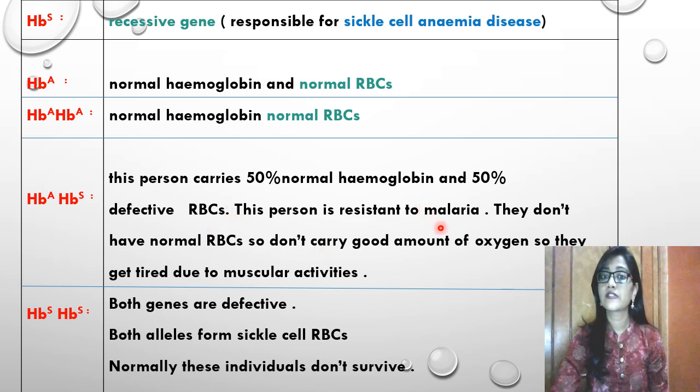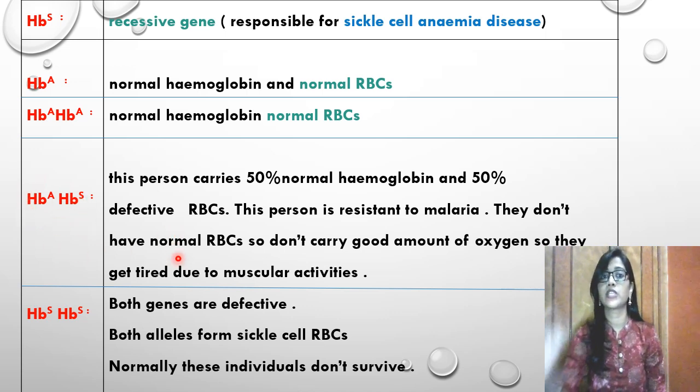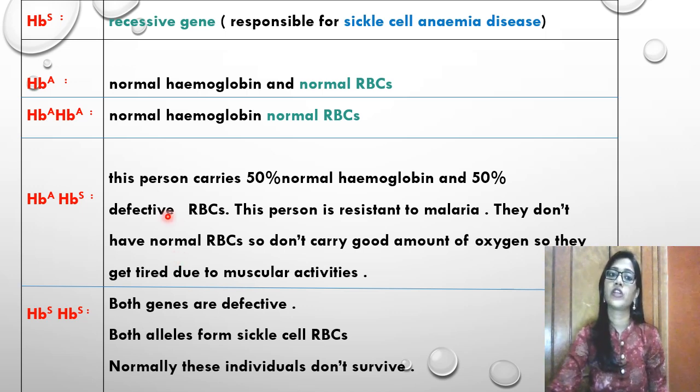So this person is resistant to malaria. This is another advantage of carrying the HbS along with HbA. They don't have fully normal RBCs, so they don't carry a good amount of oxygen, so they get tired due to muscular activities. So if it is this type of genotype, HbA and HbS, that type of person will have these types of characteristics.